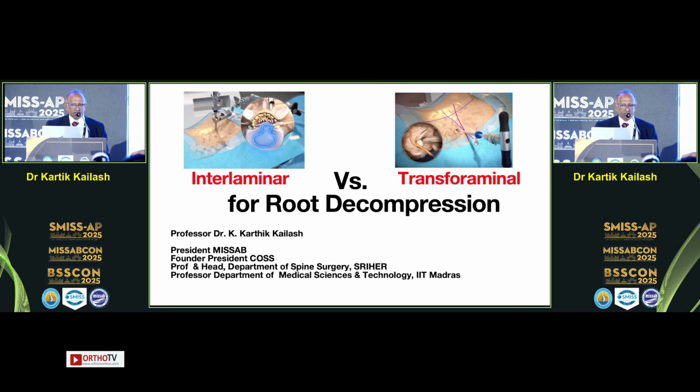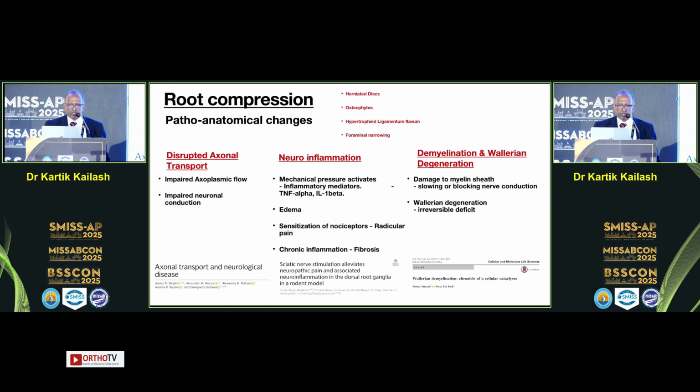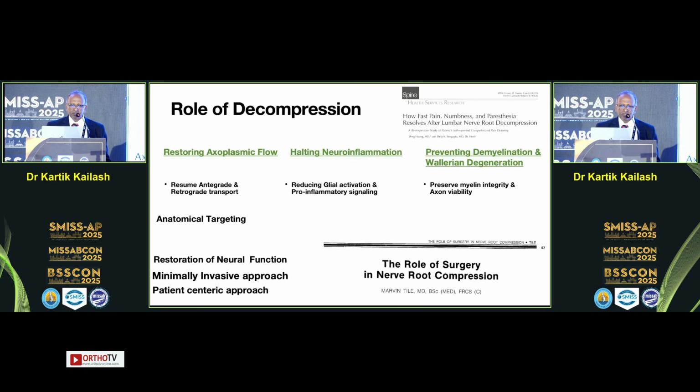My premise is that we have to talk about root decompression, the need for interlaminar versus transforaminal. So why do we talk about pathoanatomical changes initially? We have herniated disc, osteophytes, hypertrophic flavum, or foraminal narrowing. And of course the pathoanatomy indicates there could be axoplasmic impairment, impaired neural function, mechanical pressures, sensitization, and an inflammatory process, along with Wallerian degeneration, which could be a cause for our root compression, as we all know.